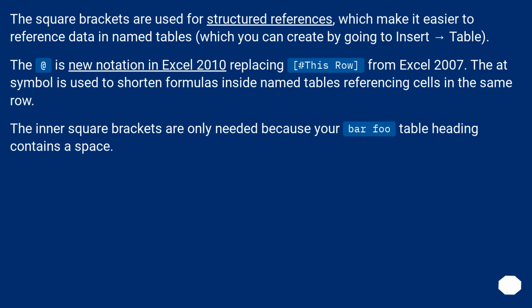The square brackets are used for structured references, which make it easier to reference data in named tables, which you can create by going to Insert Table. The @ is new notation in Excel 2010, replacing #this row from Excel 2007. The @ symbol is used to shorten formulas inside named tables referencing cells in the same row. The inner square brackets are only needed because your *barfoo table heading contains a space.